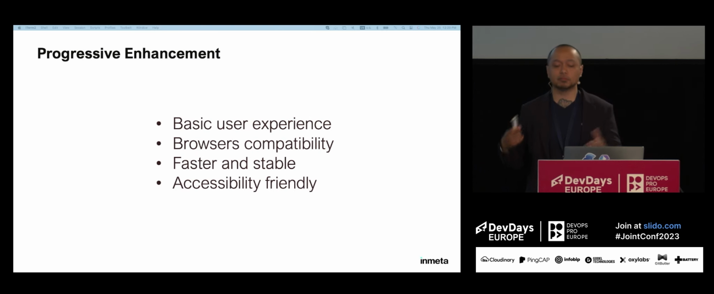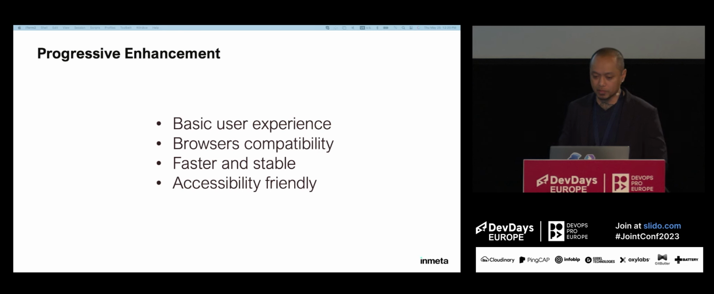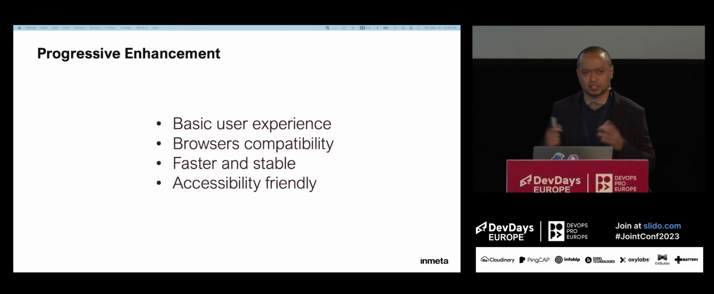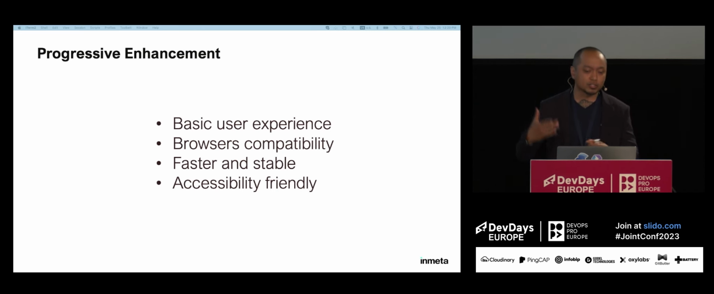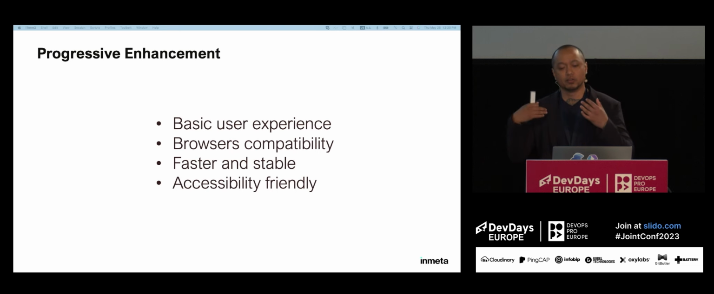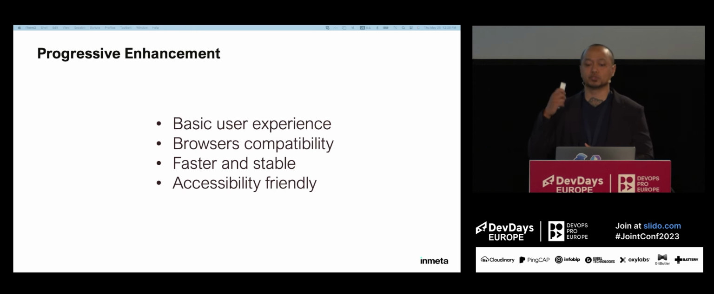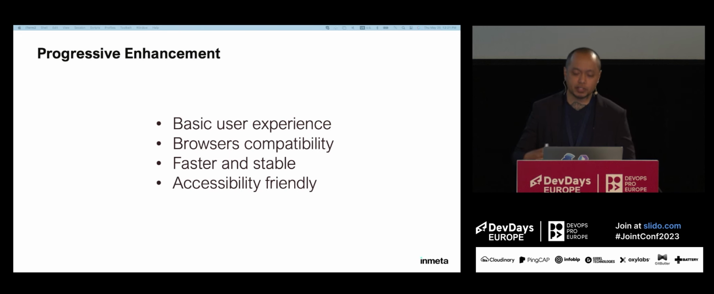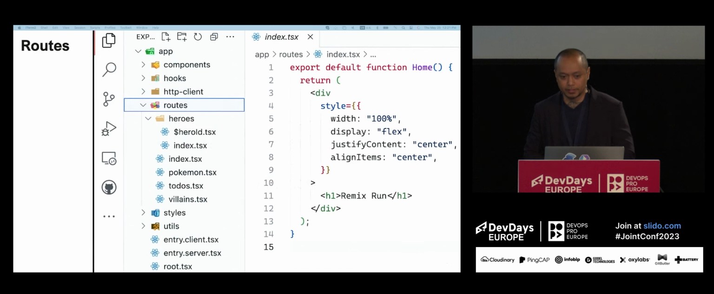This progressive enhancement gives us a basic user experience and cross compatibility across browsers to ensure stability. That's the main goal of progressive enhancement, the stability. So in short, you have a faster and accessibility-friendly web app out of the box. Another idea here is that JavaScript should not enable the user experience, but should enhance it.